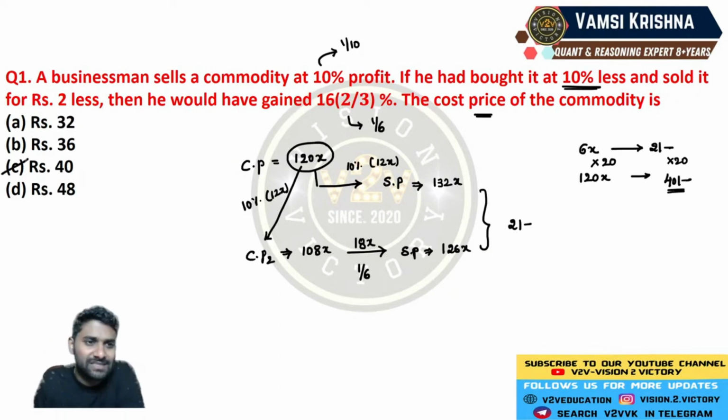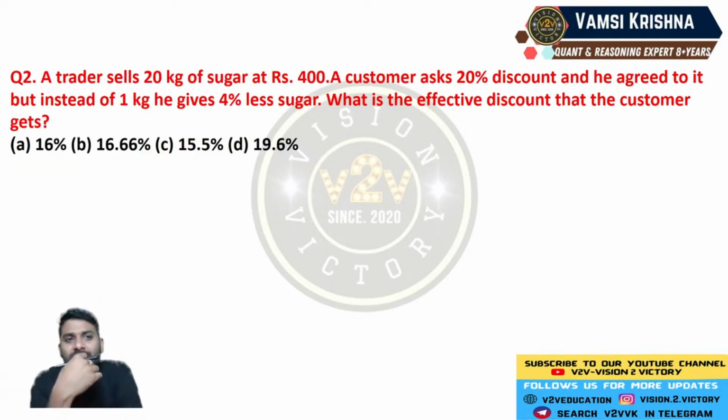You can choose that option. Just try to understand the theory. A trader sells 20 kg of sugar at 400 rupees. A customer asks for 20% discount and he agreed to it, but instead of 1 kg, he gives 4% less sugar. Now, what is the effective discount that the customer gets? Just tell me what is the effective discount?